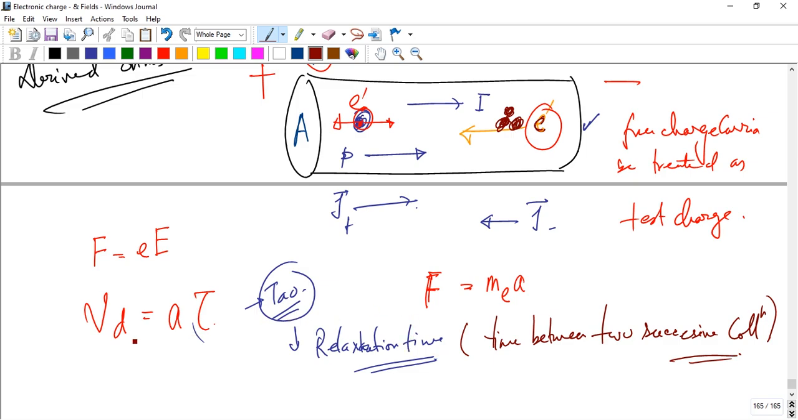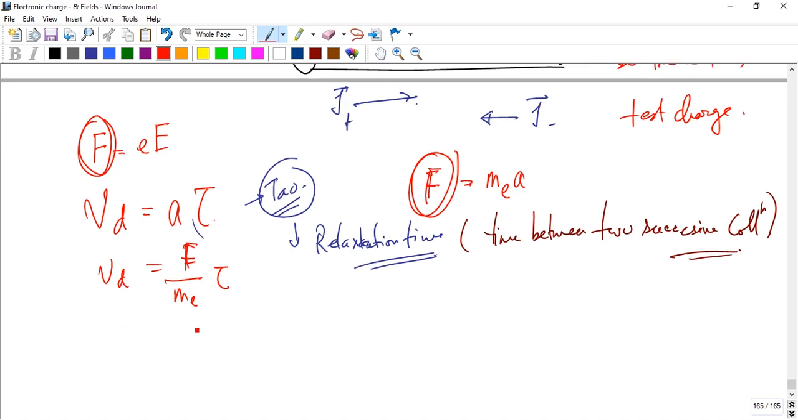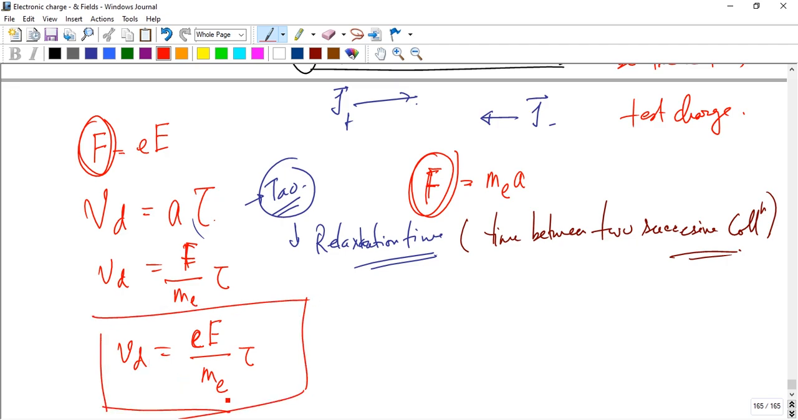We know that velocity divided by time is acceleration. Now this acceleration is replaced by F divided by the mass of the electron, times tau, that is Vd. That force, from Newton's second law, is the electrostatic force on the free charge carrier. Now F is replaced by eE, the test charge times the field, so Vd equals eE tau by m_e. So you get a new expression for drift velocity or drift speed.